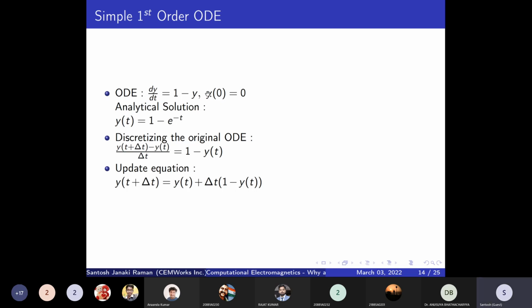So you know that y of 0 is 0. If you start from this point, you know that y of delta t will be y of 0 plus delta t into 1 minus y of 0, correct? And so on. Now you get y of 1, and you can use y of 1 to calculate y of 2, y of 2 to calculate y of 3, and so on, right? This is how you generally solve a forward Euler problem numerically.